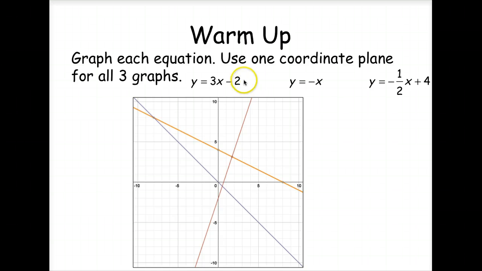So this one we know crosses at a -2 and the slope is up 3/1. This one has a negative slope, goes through 0, 0, and it goes down 1, right 1. And this one crosses the y at 4. It has a negative slope, down 1, right 2.